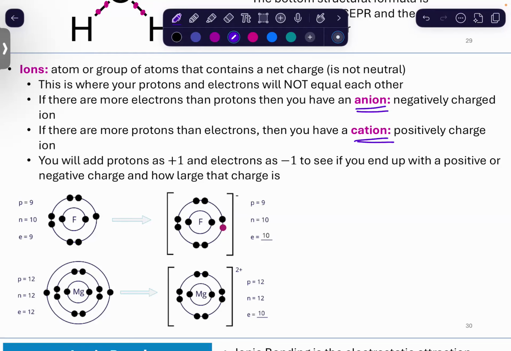Cations are positively charged. And so let's look here at this top one, we see fluorine. So here, on the left, you have a neutral fluorine, so no charge. But what happens is the fluorine gains an electron, and it becomes the fluoride ion.